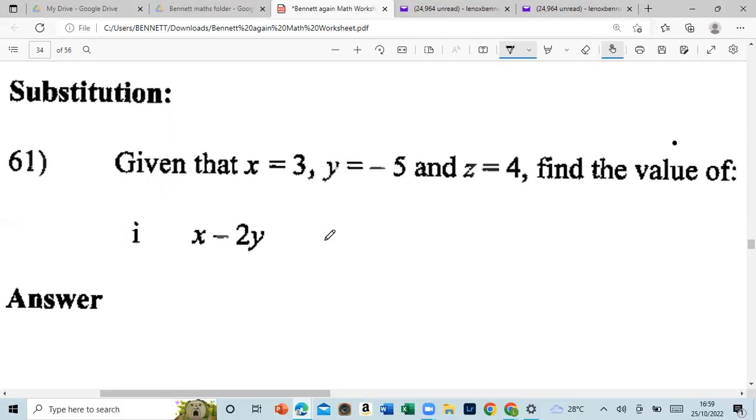Alright, so let's look at this one. Guys, ignore the number because it's a book I'm scanning. I'm just doing them part by part, or topic by topic. So it says given x is equal to 3, y is equal to negative 5, and z is equal to 4, and it says find the value of x minus 2y.